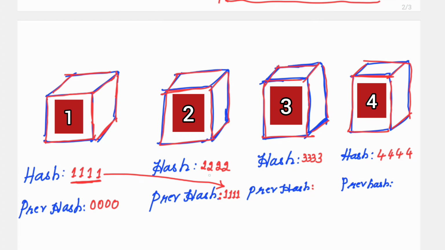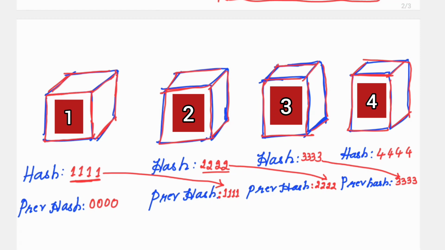The hash of this second block will be 222. So this is the value. Now what about the fourth block? The fourth block will have 333. This is the hash of what? The previous block, and the previous block is block 3. So this way every block will have its own hash as well as the hash of the previous block. Block number 1 does not store the information about any previous block. This block is called the Genesis block.